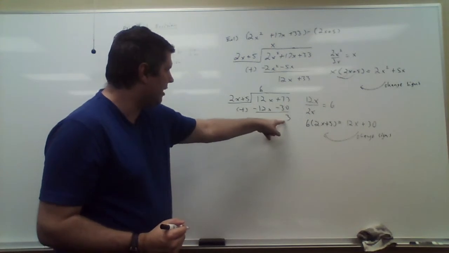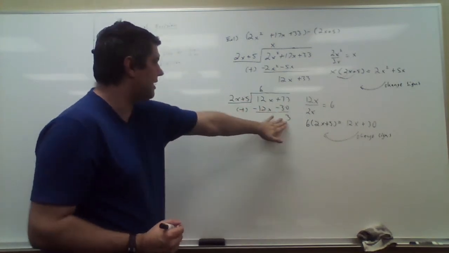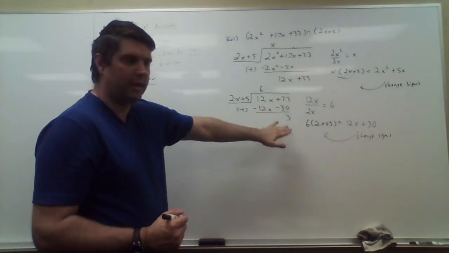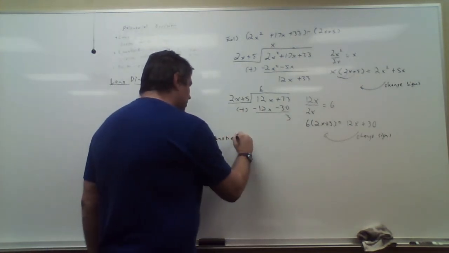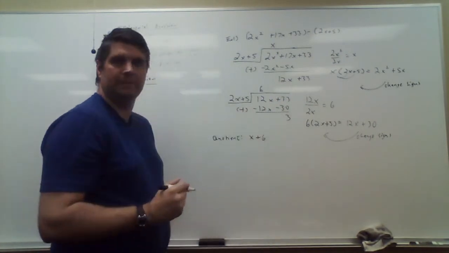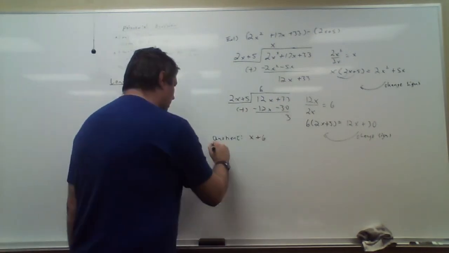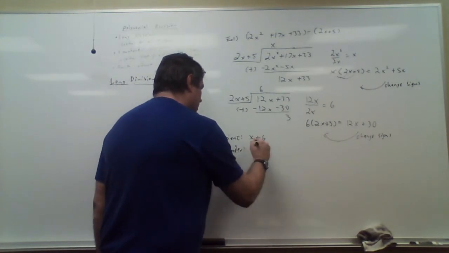The power here is less than the power here. That's x to the nothing, that's x to the first, so that's going to be a remainder. Okay? So we have the quotient is x plus 6. The remainder, 3.